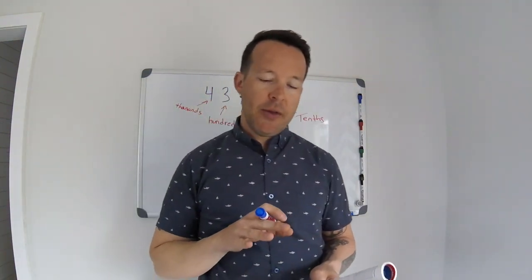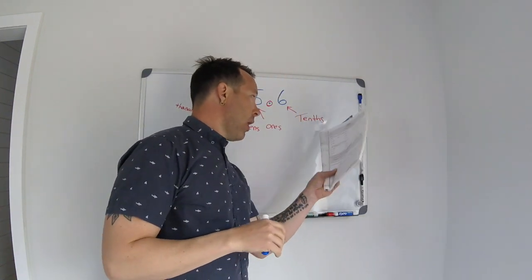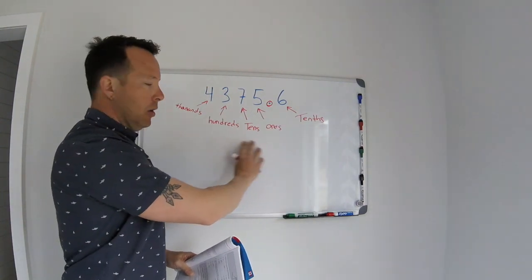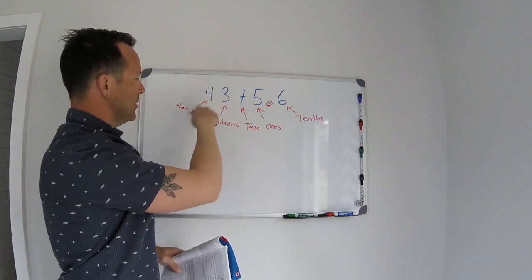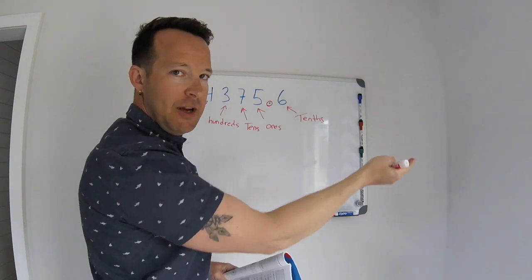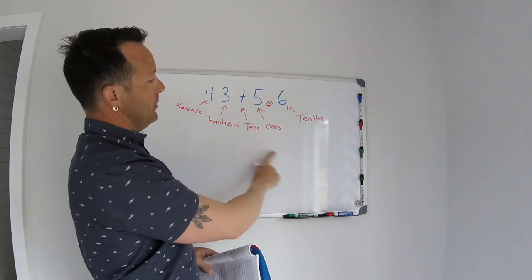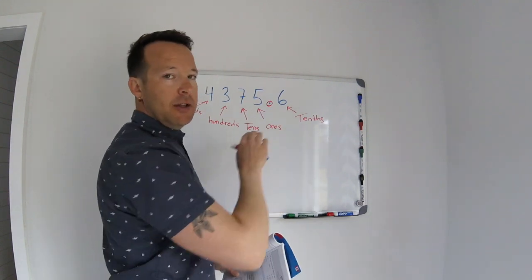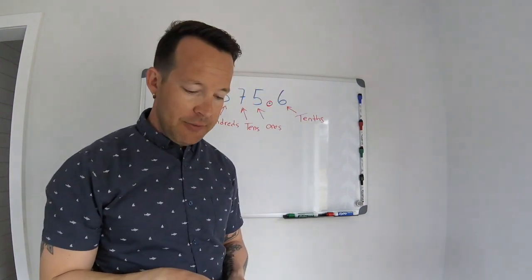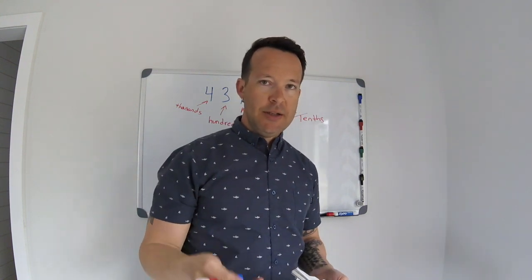Page 37 is where they introduce us to a new place value called tenths. They have this number labeled, and you already know all of these: ones, tens, hundreds, thousands. Like I said before, after the decimal there are new place values with new names that we have to call them. We already have tens, so the new place value is called tenths, and that's what we're talking about for this section.